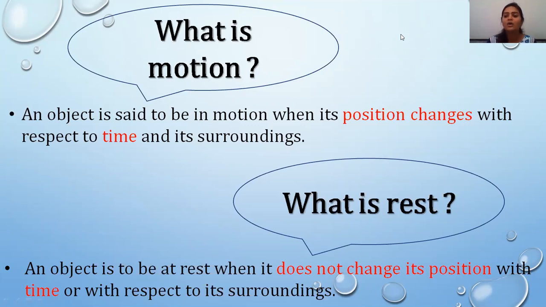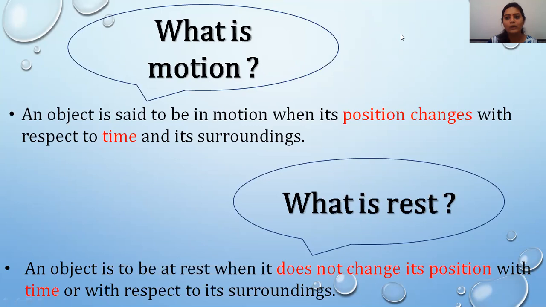And then we have another concept over here, which is what is rest. So here again, rest is with respect to an object. Whenever we say an object is at rest, we mean that the object has not changed its position at all. Even if the time interval may change, maybe time changes from 1 minute to 2 minutes, 1 hour to 2 hours, but the object remains in the same position. At that time, we state that the object is at rest. So how do we define it? An object is said to be at rest when it does not change its position with time or with respect to the surrounding.